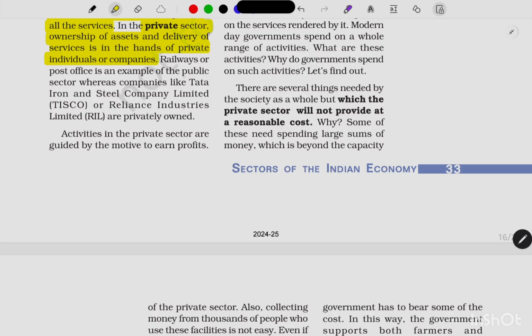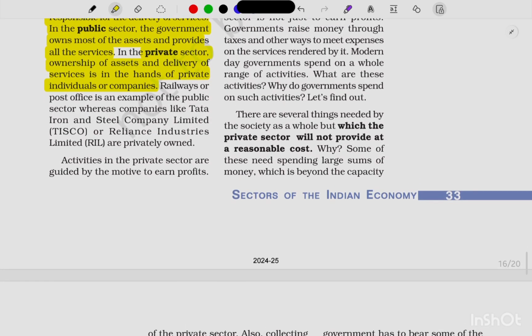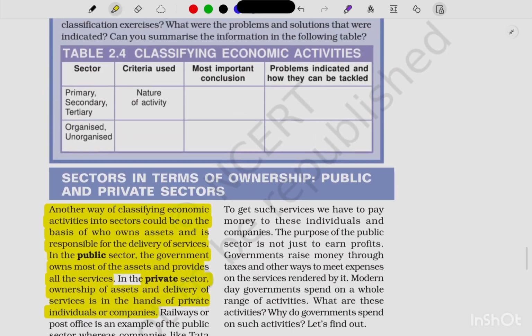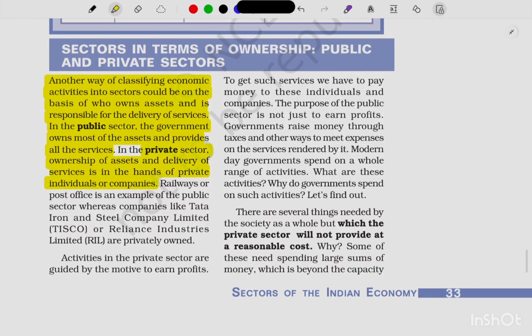So, railways or post offices are examples of the public sector, whereas companies like Tata Iron and Steel Company Limited, TISCO, or Reliance Industries Limited are privately owned. So, activities in the private sector are guided by the motive to earn profits. To get such services, we have to pay money to these individuals and companies. The purpose of the public sector is not just to earn profits. Okay, so governments raise money through taxes and other ways to meet expenses on the services rendered by it.